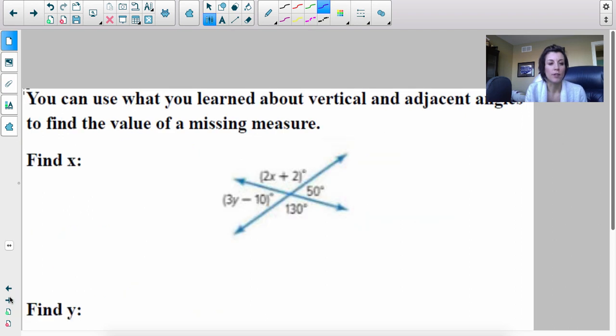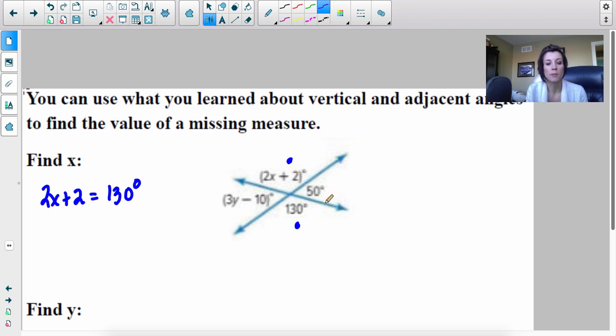All right, moving on. You can use what you learned about vertical and adjacent angles to find the value of a missing measure. So we can do this numerous ways now that we know what complementary and supplementary are. We can equal these to 180 degrees or a straight line, or we can use vertical or adjacent. So it tells us to find x. So 2x plus 2 is going to be equal to 130 degrees because this angle and this angle are congruent.